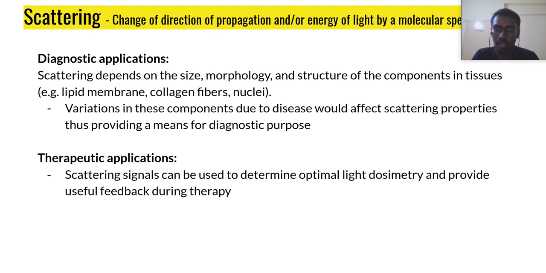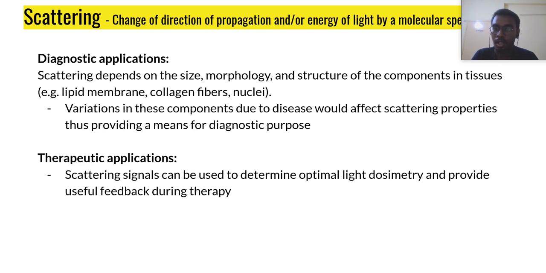Scattering is nothing but change of direction of propagation and/or energy of light by a molecular species. That is nothing but the human tissues. So scattering depends on the size, morphology, and structure of the components in tissues. For example, we have different types of lipid membranes, collagen fibers, nuclei, etc. Variations in these components due to disease would affect scattering properties, thus providing a means for diagnostic purposes.